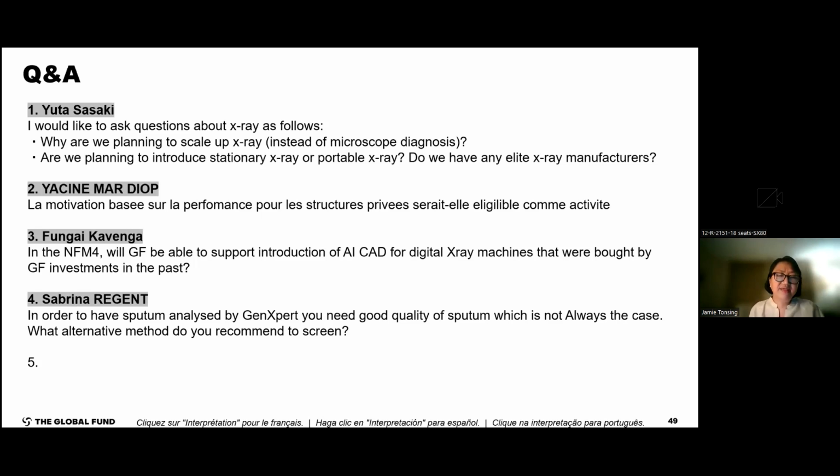And another thing that I did mention in my presentation is for children, especially, WHO has recommended that we can use non-sputum samples. For children, stool samples tested on Xpert is a recommended testing method, and we do support that.